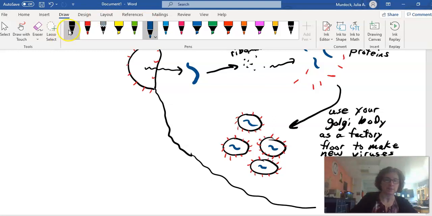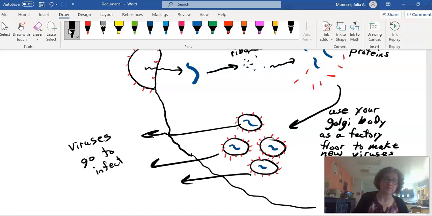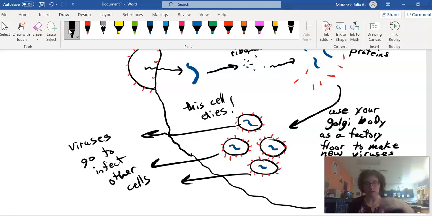The final step here is that these guys break out of the cell. They break out, and in the process viruses are released, and viruses go to infect other cells. And this cell usually dies. It either dies or is marked for death by one of your own body's macrophages, which will come along and kill it. So that's basically the virus life cycle in your cells.